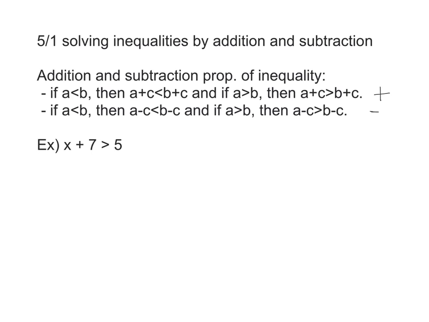Okay, so the first one, x plus 7 is greater than 5. We're just going to solve this just like it would be an equation. So our first step, we're going to subtract our 7 over to the other side. And that's going to cancel, and x will be greater than negative 2. Basically the same as if we were doing an equation.